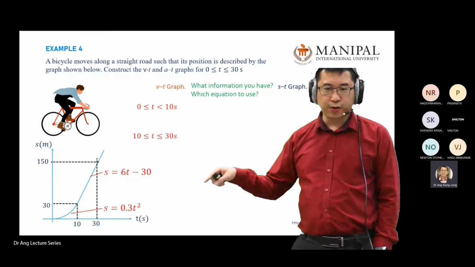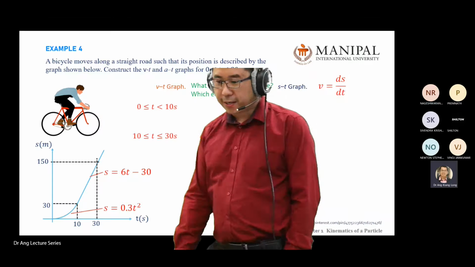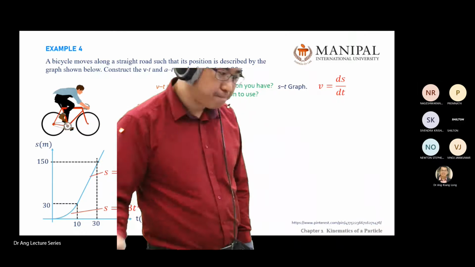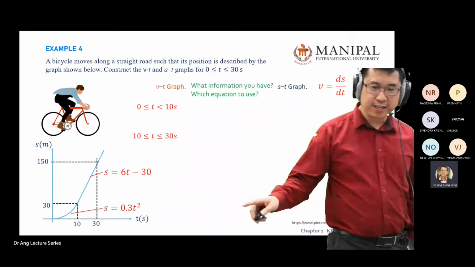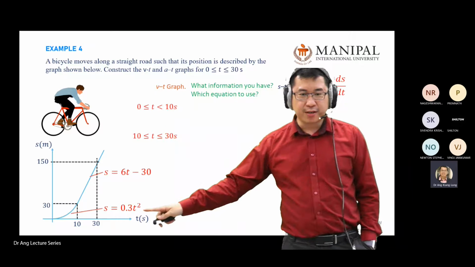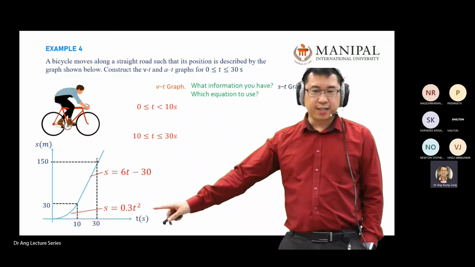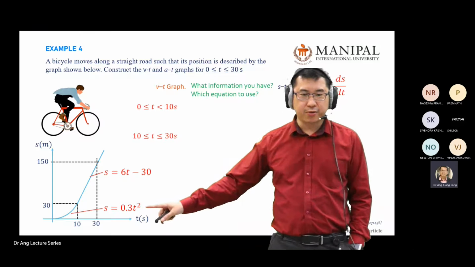You have the equation. Can you do differentiation for this slot and this slot? Let's try your differentiation skill. Who wants to try to answer this one? When you differentiate this one, ds dt, what do you get? Anyone want to try?